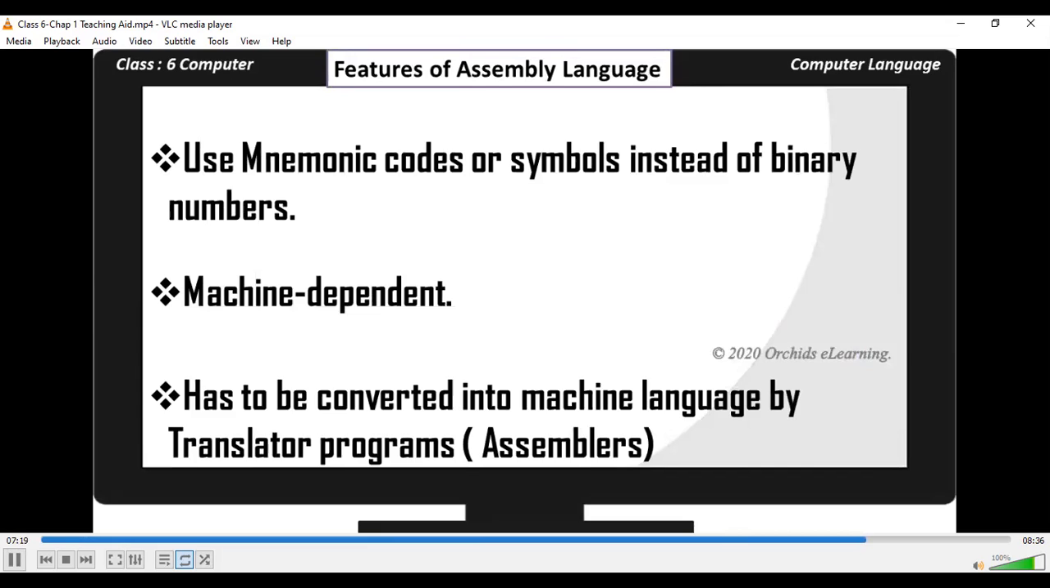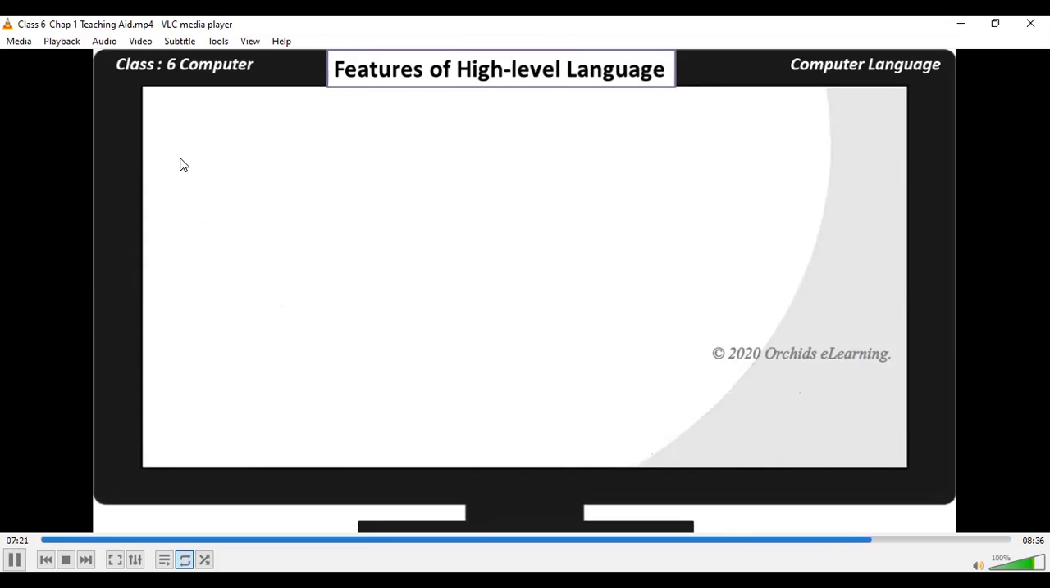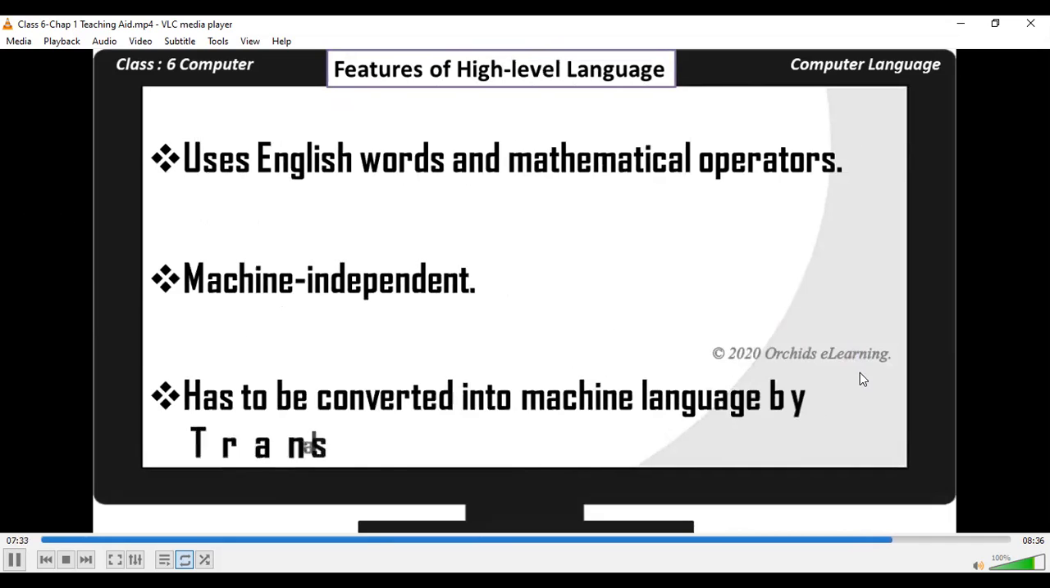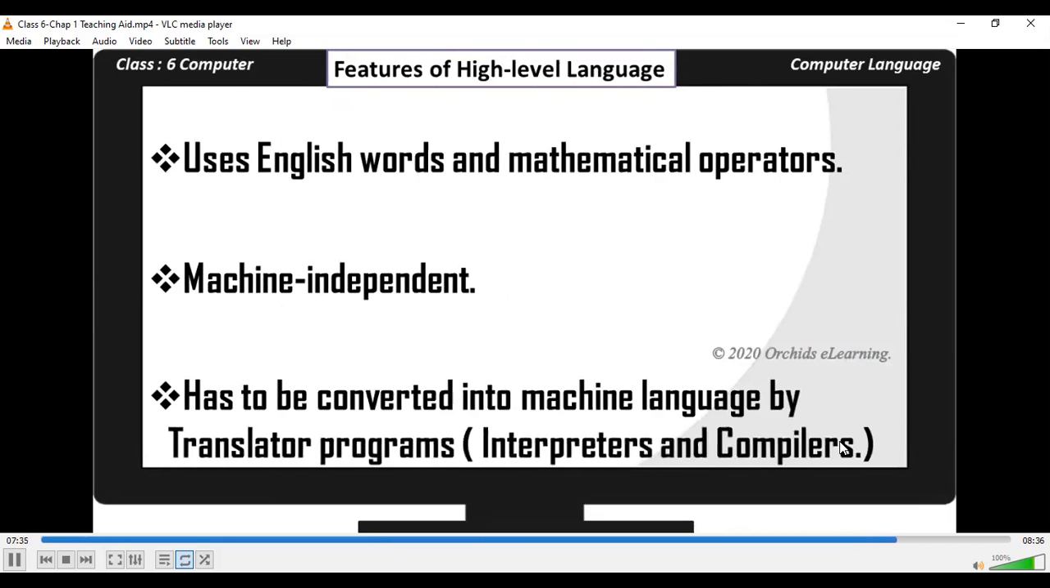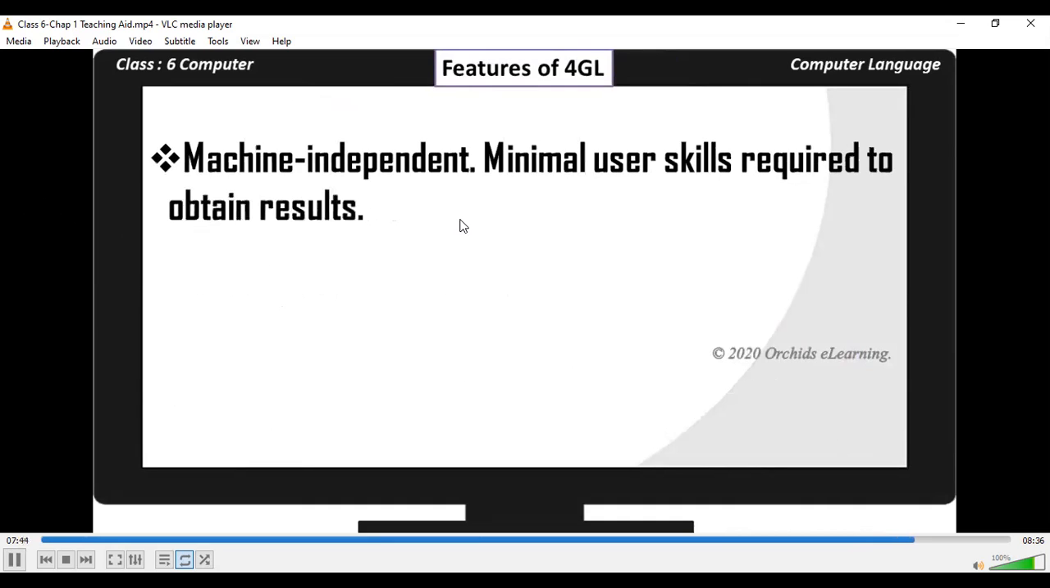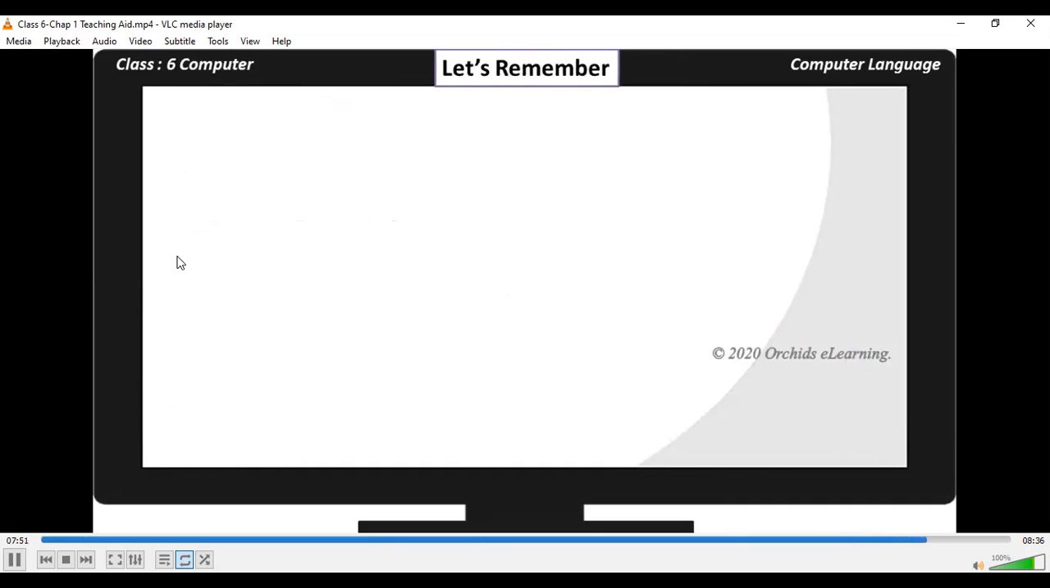Assemblers. Features of high-level language. Uses English words and mathematical operators. Machine independent. Has to be converted into machine language by translator programs, interpreters and compilers. Features of 4GL. Machine independent. Minimal user skills required to obtain results. Application development tool.